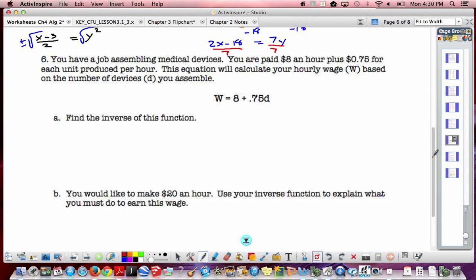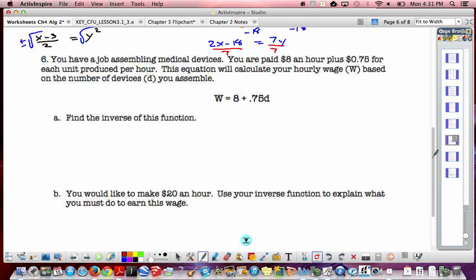All right. So, number 6 says you have a job assembling medical devices. You are paid $8 an hour plus 75 cents for each unit produced per hour. This equation will calculate out your hourly wage based on the number of devices you assemble. Find the inverse function. So in this particular case, instead of calculating your hourly wage based on the number of devices you assemble, we're finding the number of devices you assemble from your hourly wage. So it does the inverse of it.